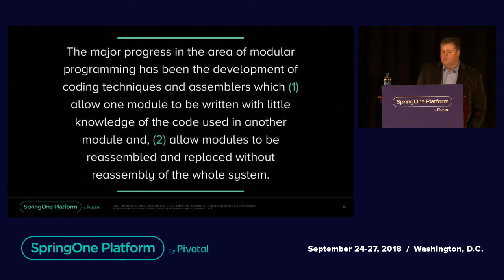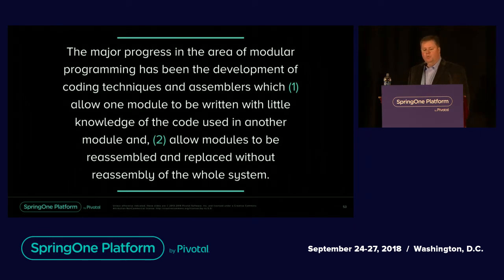The progress at that time was being made. Number one, we can have one module be written with little knowledge of the code used in another module. That sounds suspiciously like encapsulation. Two, modules can be reassembled and replaced without reassembly of the whole system. That sounds suspiciously like polymorphism.